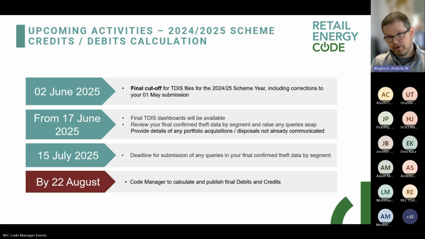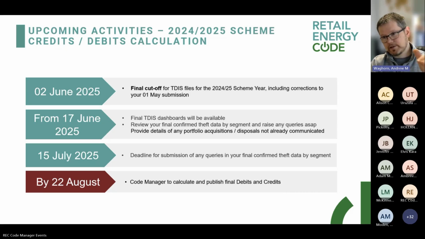You'll be able to then review your final numbers from the 17th of June, which is when the dashboards get published. Have a look at those and raise any final queries, although as I say, the earlier you raise queries, the more helpful for everybody. Also at that point, we need to know if there's been any portfolio acquisitions or disposals that you haven't already communicated to us. There is a particular rule in the scheme where you effectively buy the entire portfolio of another supplier. If you have done that, you do need to notify us of that. Again, there'll be prompts that come out to contract managers for these actions.